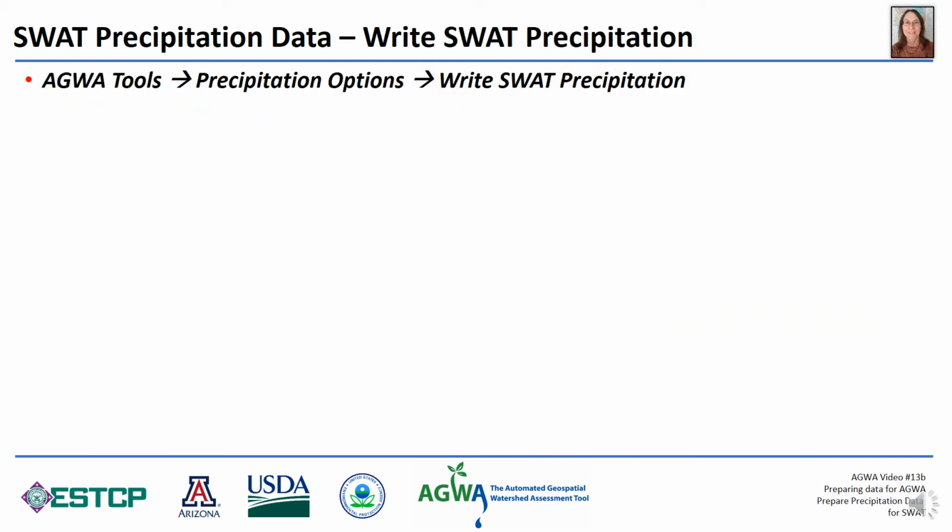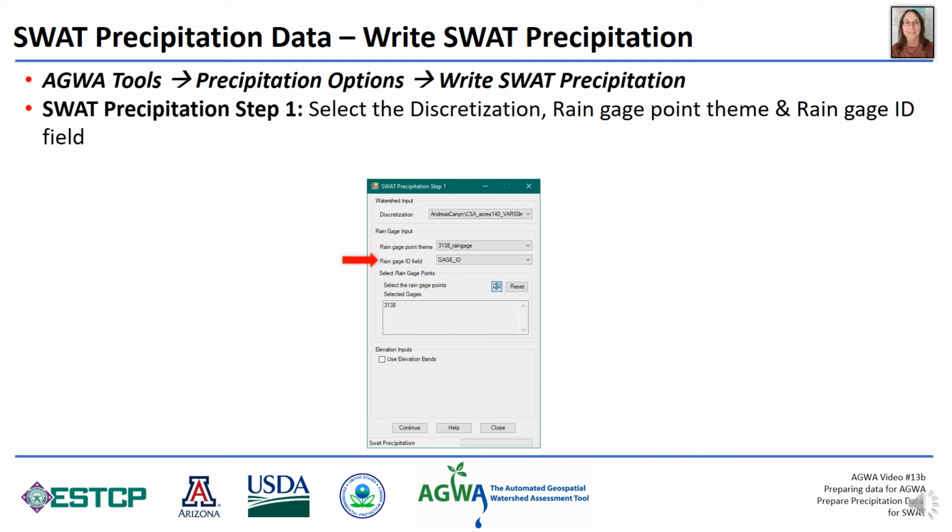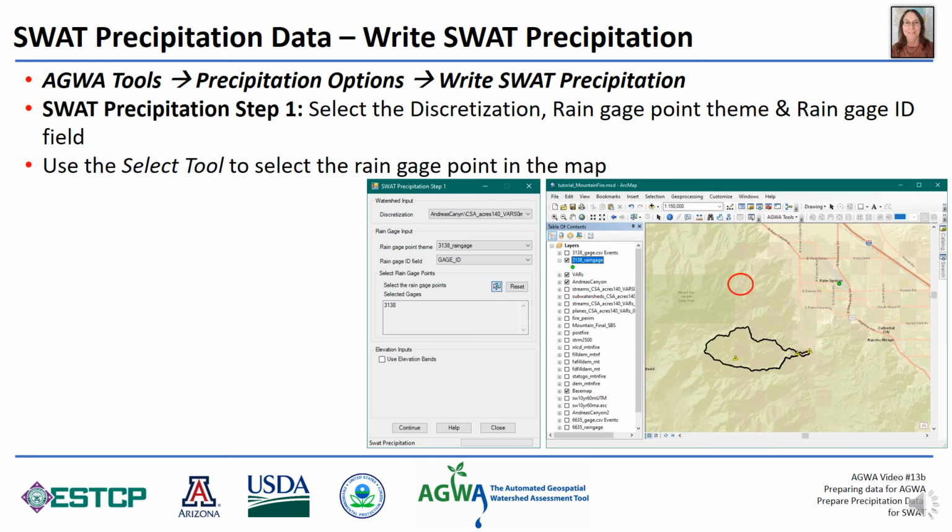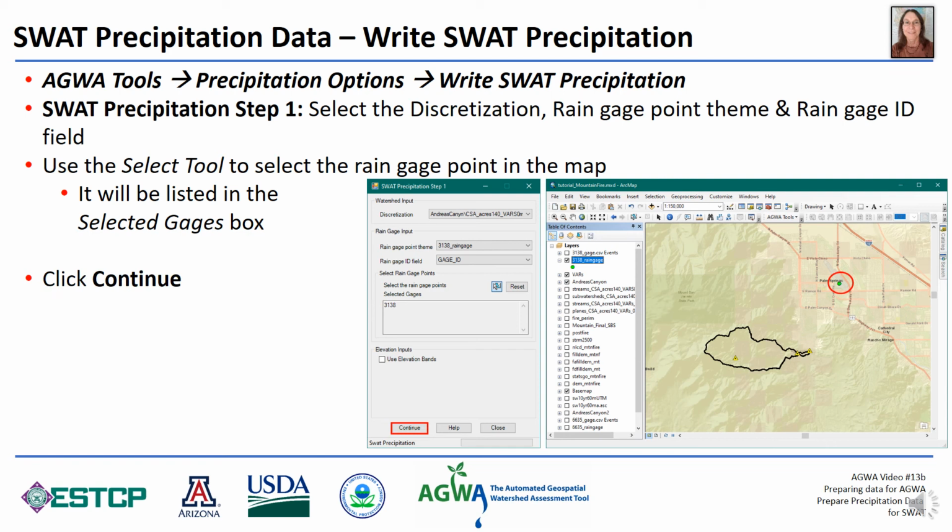We're now ready to write the SWAT precipitation file. Go to AGWA Tools, Precipitation Options, Write SWAT Precipitation. In the SWAT Precipitation Step 1 form that opens, select the Discretization, Rain Gauge Point Theme, and Rain Gauge ID field from the drop-down menu. Use the Select tool to select the Rain Gauge Point Theme in the map. Once it's selected, it will be listed in the Selected Gauges box. Click Continue.